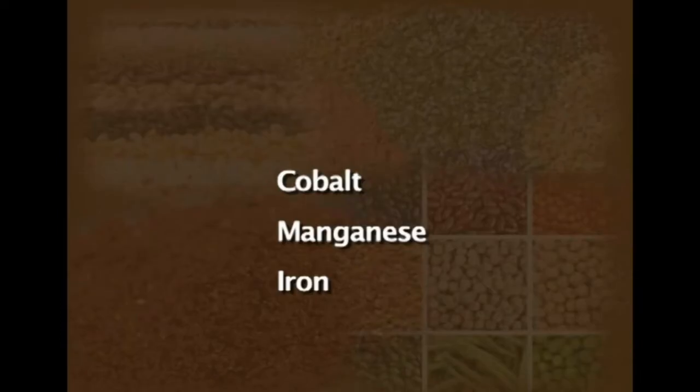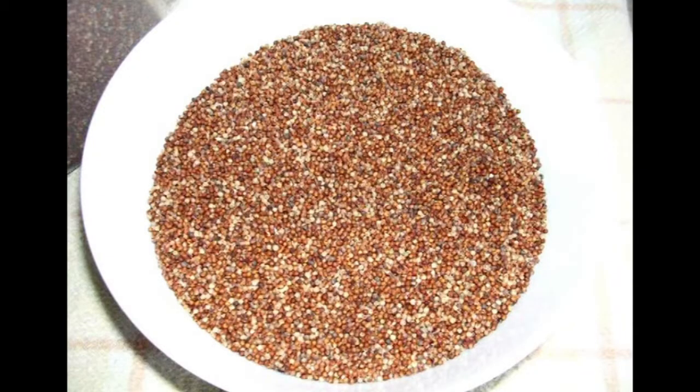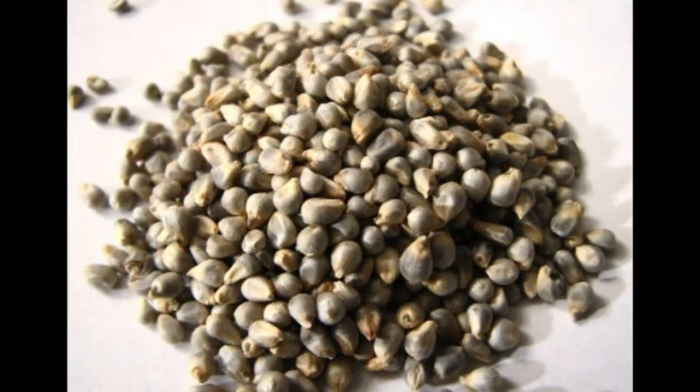Now, the other minerals: cereals contain very small quantities of cobalt, manganese and iron, and wheat increases in its iron content when iron rollers are used in the mills for processing wheat. Now, ragi is a very good source of calcium, and the millet bajra is an excellent source of iron, and the extent of iron and calcium in these two millets depends upon the extent of polishing.